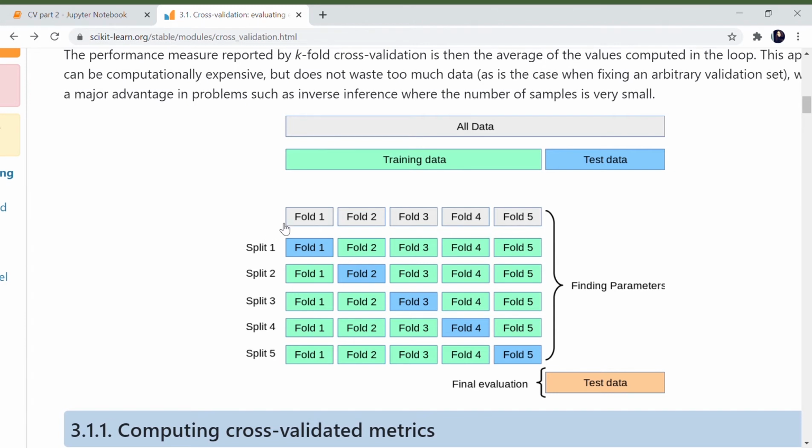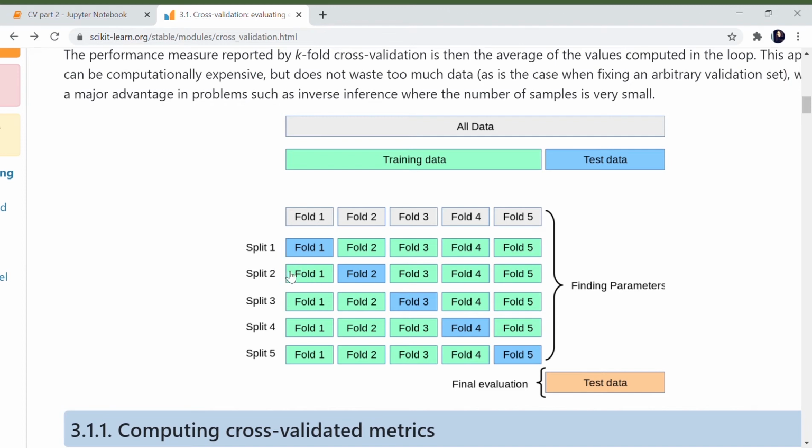Then what we do is very simple. The first time, we hold out the first fold. So the first fold is set aside, and then we train the model on the rest of the 4 folds here. The first fold acts as our test set or validation set, and the other 4 folds act as our training set. So we train the model on the green folds, and then we test it on fold 1. When we test it, we get an error, and we'll say that this is the mean squared error for the sake of this example.